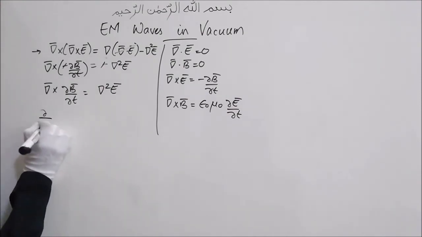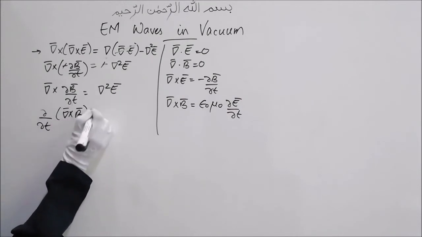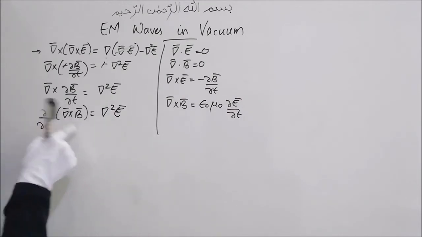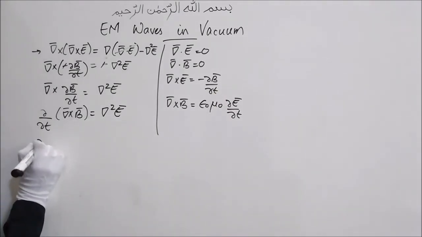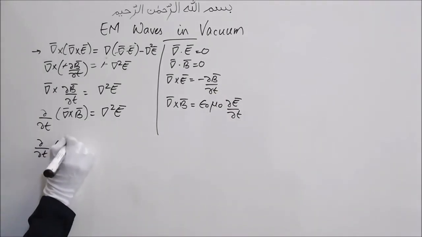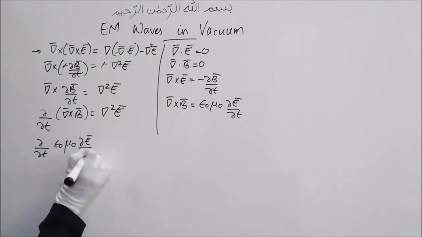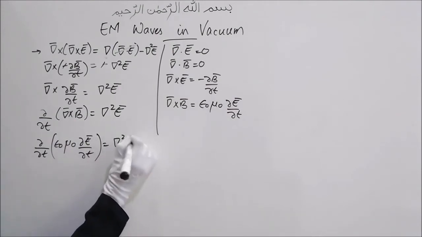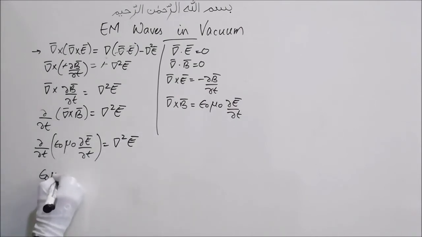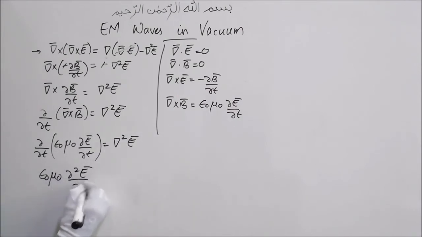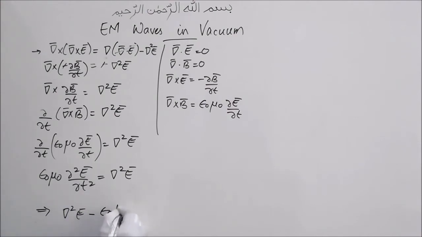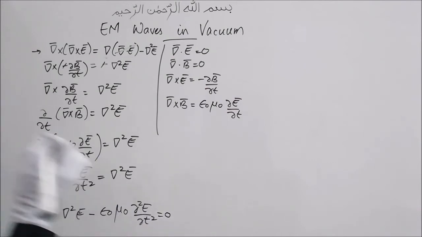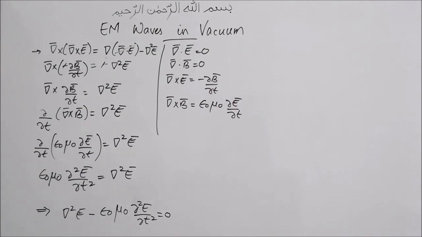Taking del by del t outside, we will have del by del t of del bar cross B bar is equal to del squared E bar. Del cross B is epsilon naught mu naught del E bar by del t. So we will have del by del t of epsilon naught mu naught del E bar by del t is equal to del squared E bar. So that will be epsilon naught mu naught del squared E by del t squared is equal to del squared E bar. So our wave equation will become del squared E bar minus epsilon naught mu naught del squared E by del t squared is equal to 0. This is the wave equation for the electric field.